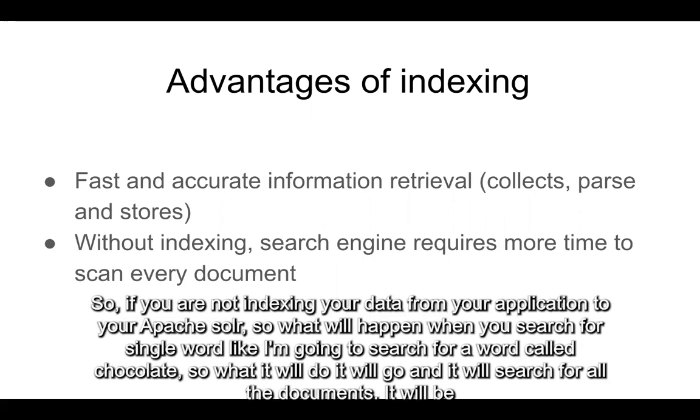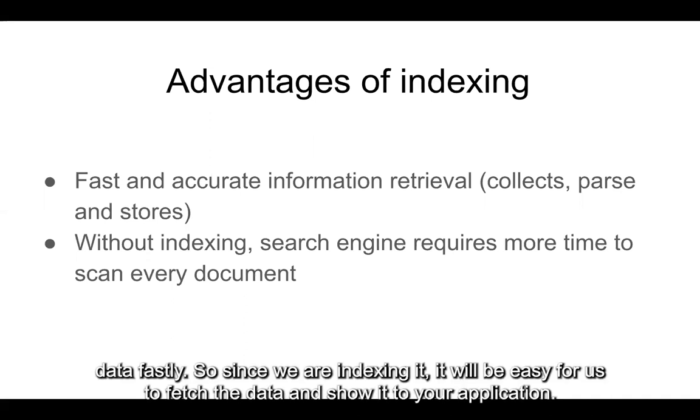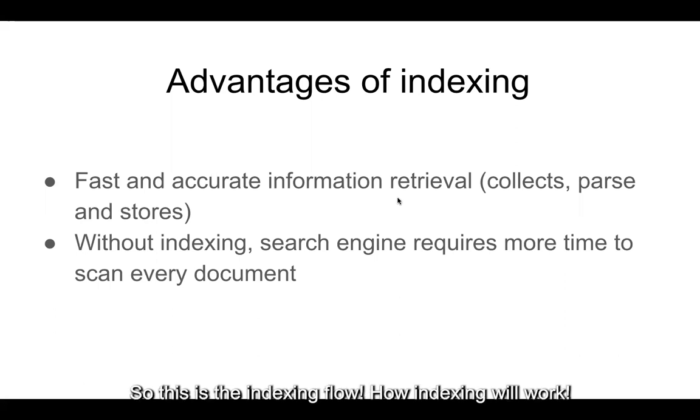If you are not indexing your data from your application to Apache Solr, what will happen when you search for a single word, like chocolate? It will go and search all the documents. It will be scanning each document and fetching the result for us. When it is scanning each document, it will take more time. Since we are indexing, it will be easy for us to fetch the data fast and show it in your application.